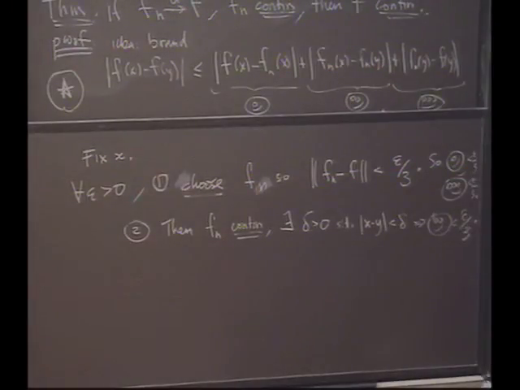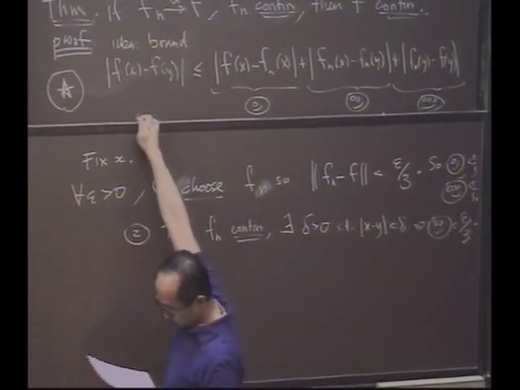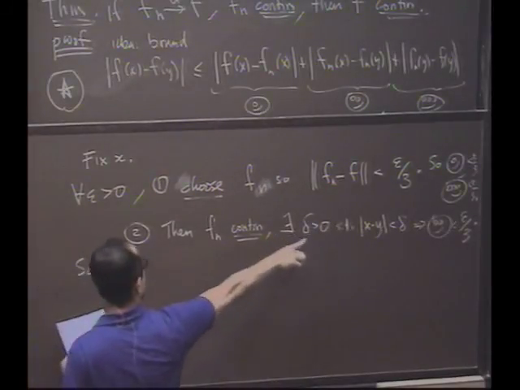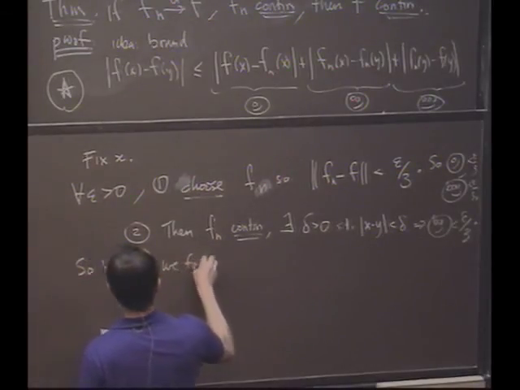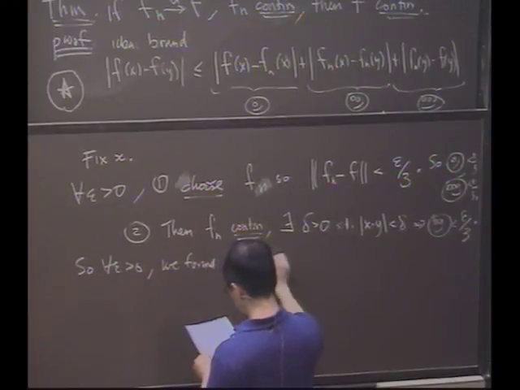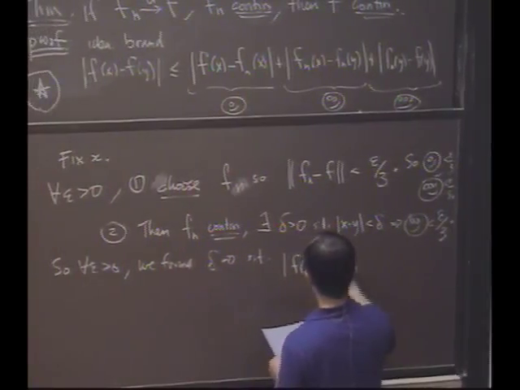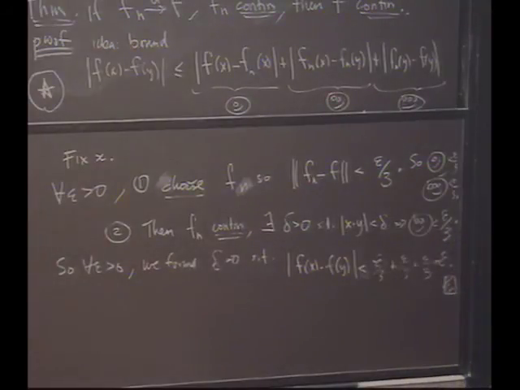Oh, okay. So what am I looking for? For this epsilon, I'm looking for a delta that works for f. What delta will work for f? The same one that worked for fn. So we found a delta bigger than 0 such that the distance between f of x and f of y is less than epsilon over 3 plus epsilon over 3 plus epsilon over 3, which is epsilon, as desired. Our limiting function is continuous.